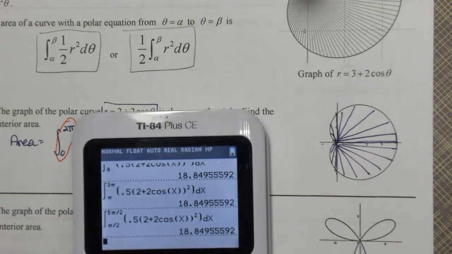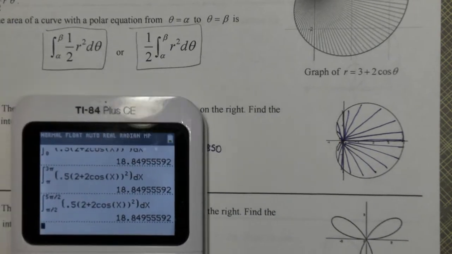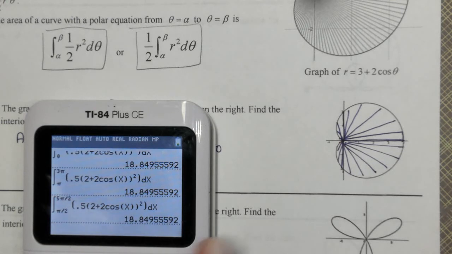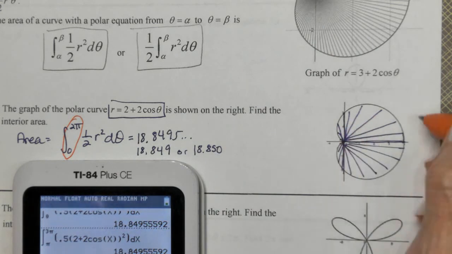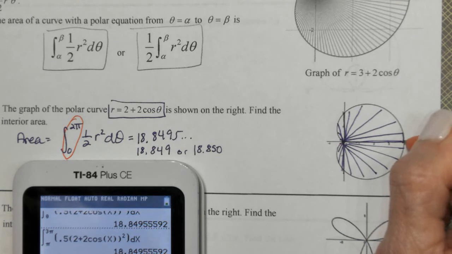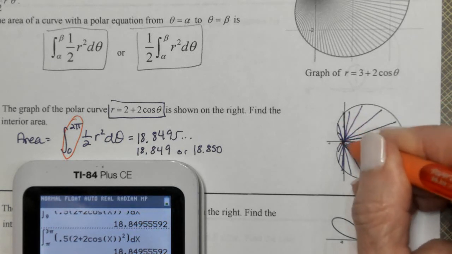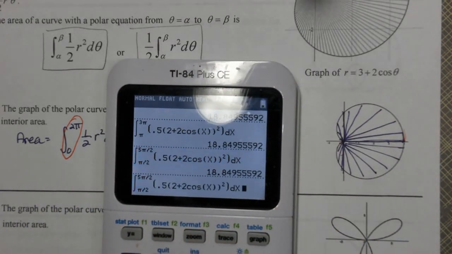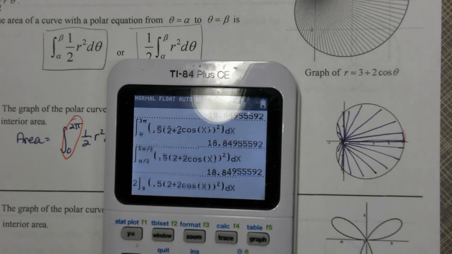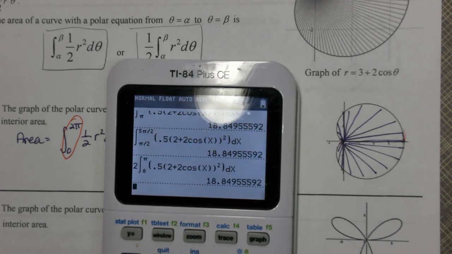I could have also, and I maybe would have done this if I had to do this integral by hand, do you notice some symmetry here? The area from 0 to pi is the same as the area from pi to 2 pi. So we could have gone from 0 to pi and doubled it. And that would have worked as well. Could have gone from pi to 2 pi and doubled that.